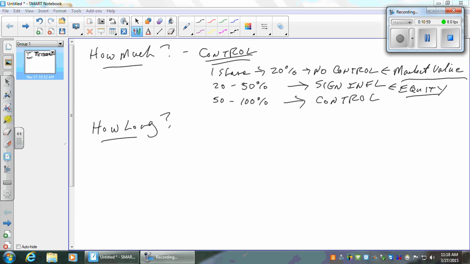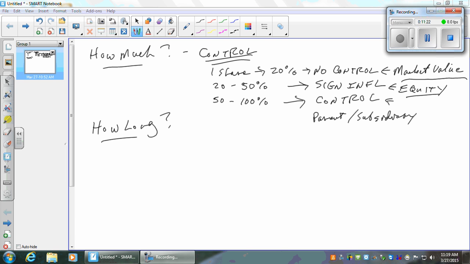If you have control, you're called the parent. You own the other company. You're the parent. They are the subsidiary. Ever heard those terms? Large corporations might have hundreds of subsidiaries. They own at least 50% of lots of other companies.